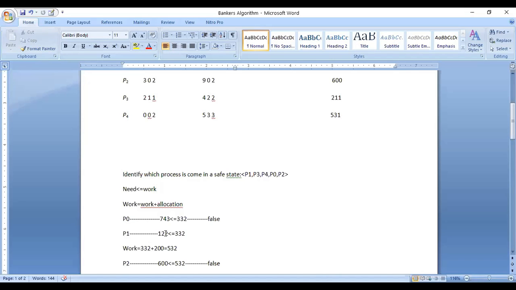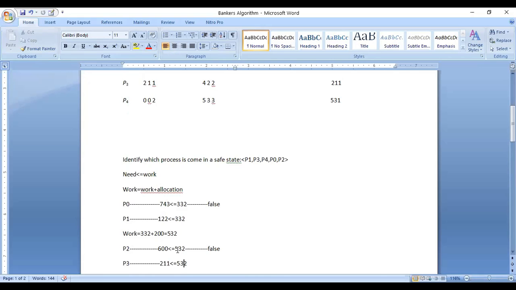After completion of execution of the P1 process, it will release the resources. So what are the resources? 1, 2, 2. So A is 1, B is 2 and C is 2. After releasing, they will be added to the availability of resources. That is 532. Is it clear?